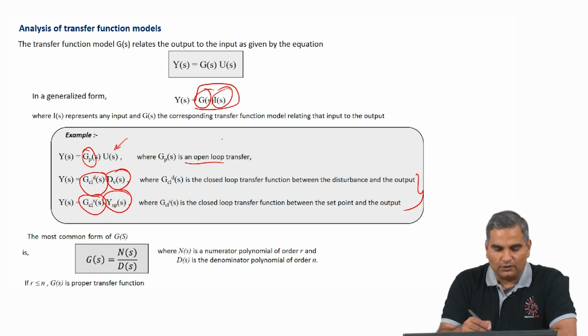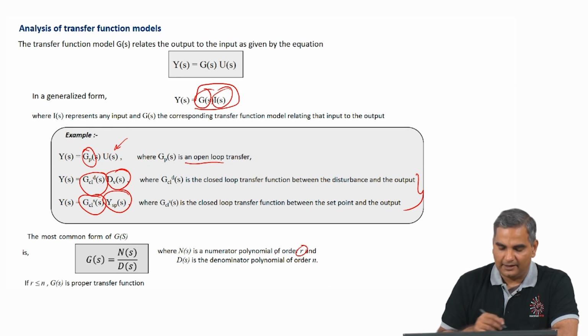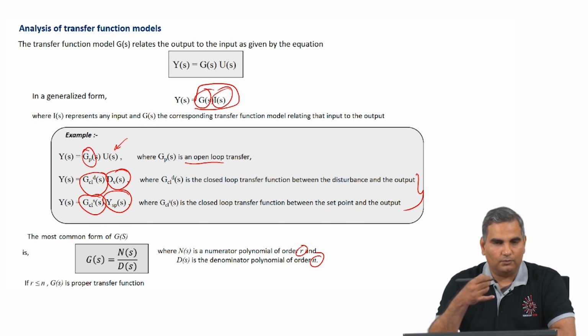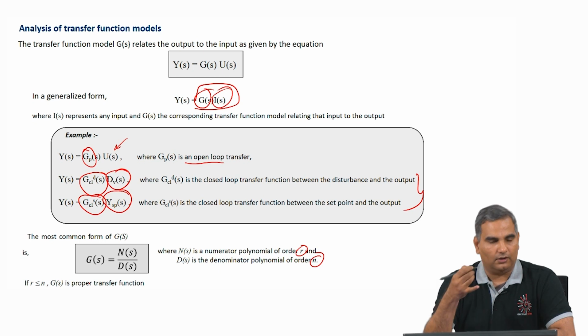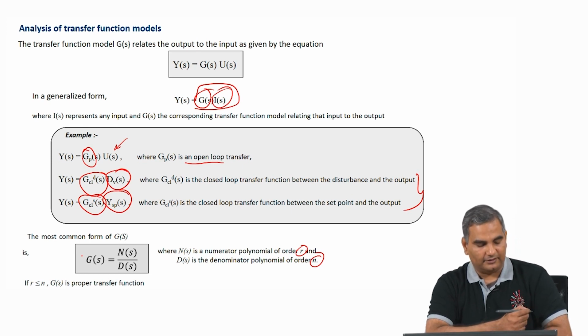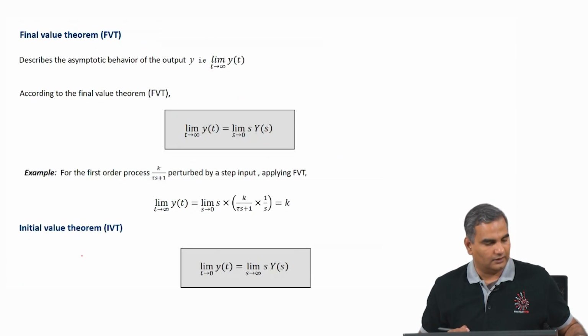And we also talked about a general form for G(s). We said G(s) is some numerator divided by a denominator, and the numerator polynomial is of order r, let us say, and the denominator polynomial is of order n. Then as long as r is less than or equal to n, we call G(s) a proper transfer function. That means the numerator order is less than or equal to the denominator order, we call it a proper transfer function, and if the numerator order is strictly less than the order of the denominator, then we call it a strictly proper transfer function. So, these are two definitions which are used in control literature.